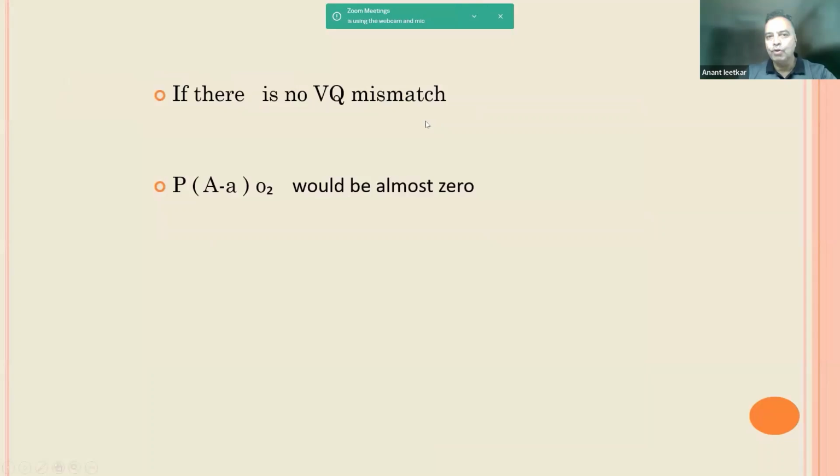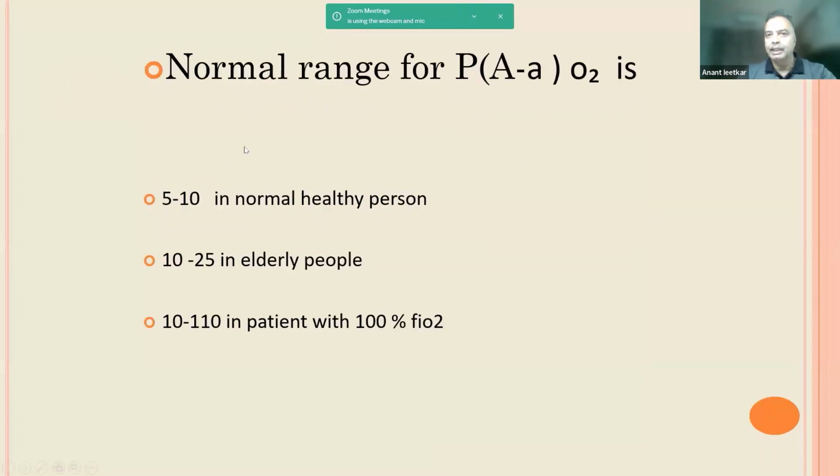So if there is no VQ mismatch, the alveolar and arterial oxygen difference will be almost zero, but that never happens. In normal conditions, a normal healthy person will have a normal AADO2 of 5 to 10 mm. But as age advances, this goes on increasing.